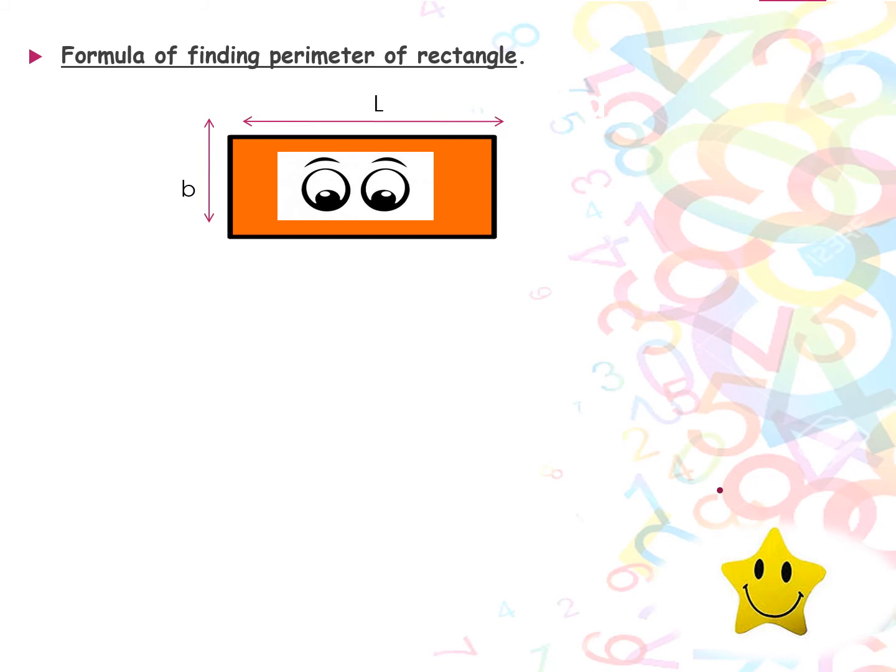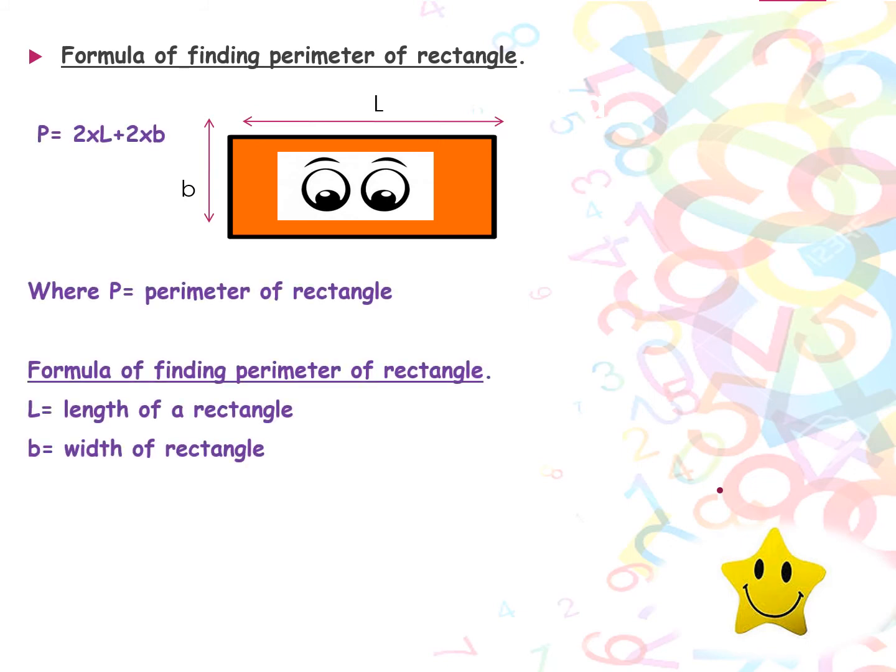And the formula made for the perimeter of a rectangle is: perimeter equals 2 multiplied by length plus 2 multiplied by breadth. Or we can say P equals 2 times L plus 2 times B.